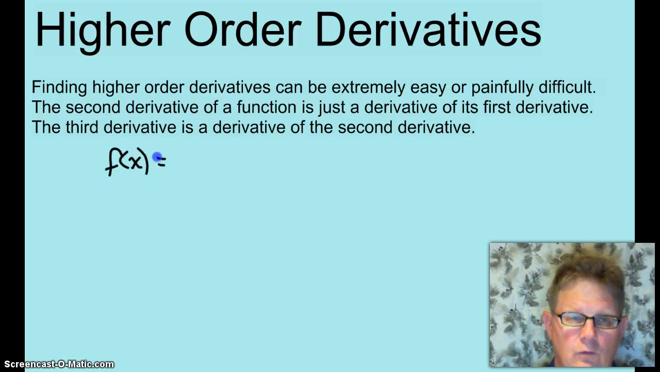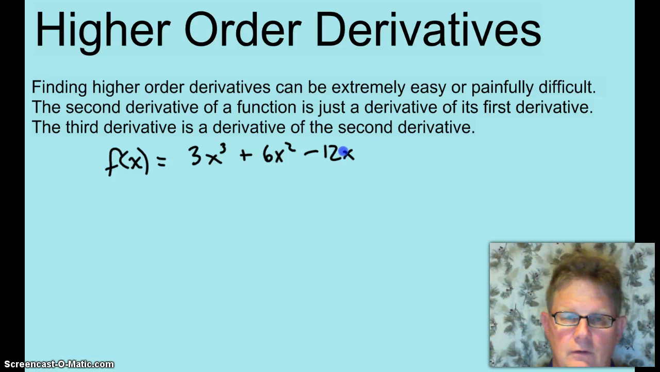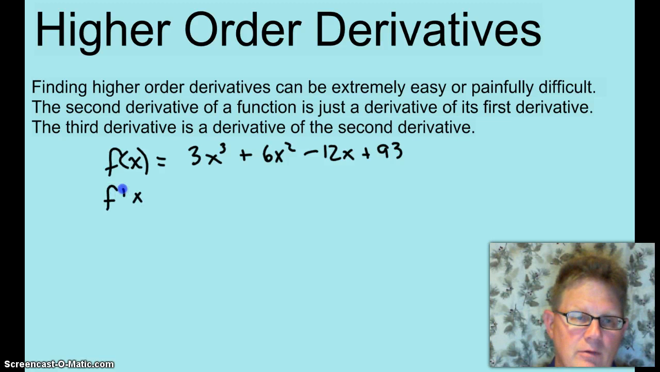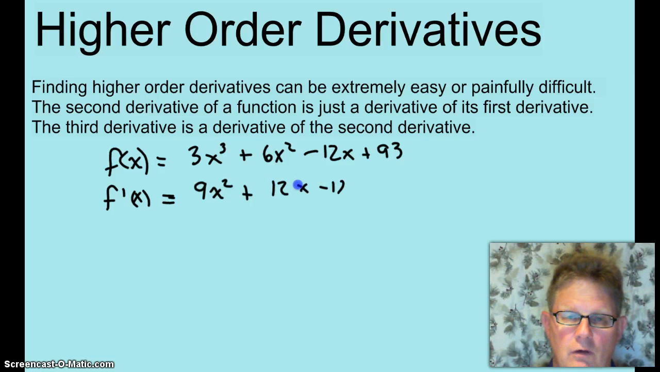f of x equals 3x cubed plus 6x squared minus 12x plus 93. Okay. What is the first derivative? f prime of x. Oh, come on, you should be able to do this by now, especially when I give you an easy polynomial like this. 9x squared plus 12x minus 12.